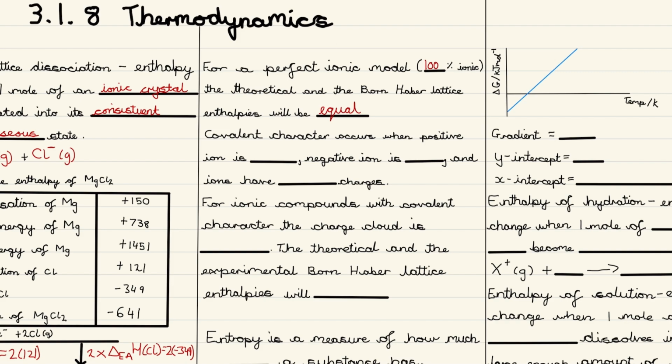Now covalent character occurs when the positive ion is small and the negative ion is large, and the ions have multiple charges. For ionic compounds with covalent character, the charge cloud is distorted. This means that the theoretical and experimental Born-Haber lattice enthalpies will differ.